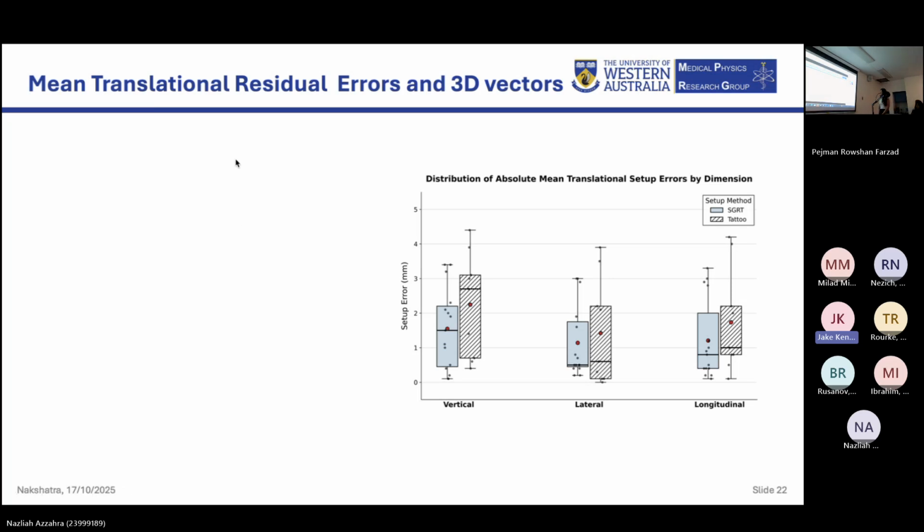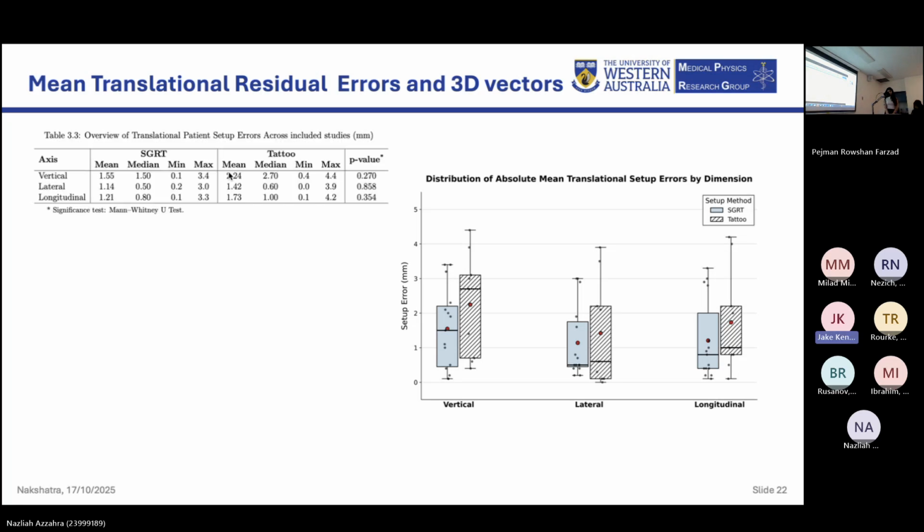And over here, SGRTs yielded less setup errors compared to the tattoo-based ones. The red dots are the means. And in general, SGRT performed better. But the significance test showed no difference.